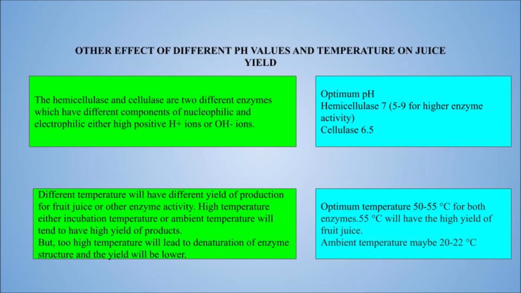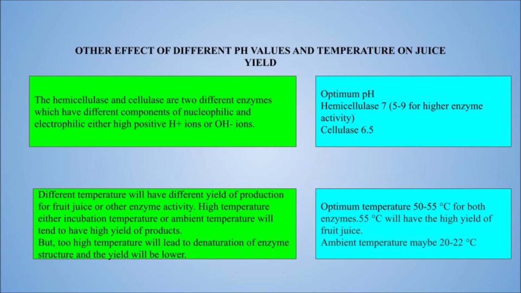The next one is the temperature. The temperature is also one of the major factors which we have to be concerned about for this experiment. This is because different temperatures will give different yields of the fruit juice or different enzyme activity. A high temperature, either the incubation temperature or the ambient temperature, will tend to give a high yield of the product, but too high a temperature will lead to denaturation of the enzyme structure, and the yield of the juice will be lower.